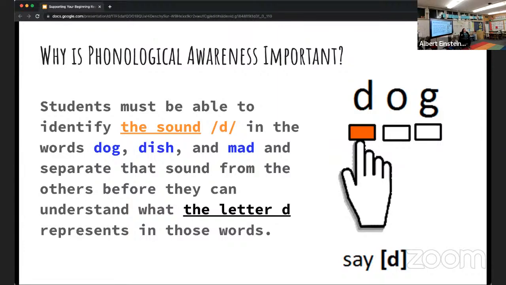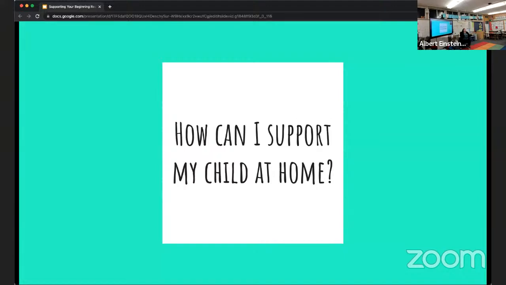Sometimes that's a hard one, but it's really being able to match the sound with the written letter. They have to understand that sound goes there and that the letter D is going to say D every time, almost every time you see it in a word. You know, English always has weird things, but for the most part. Can you go to the next one, Andrea? Thank you. So how can you support your child at home with phonological awareness?